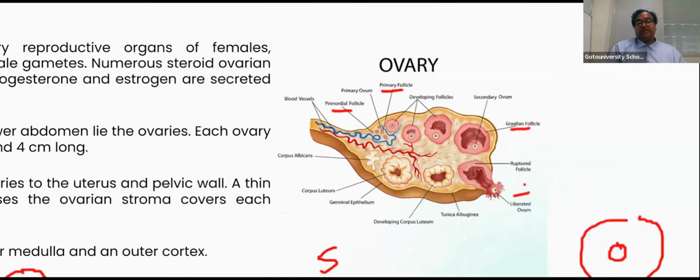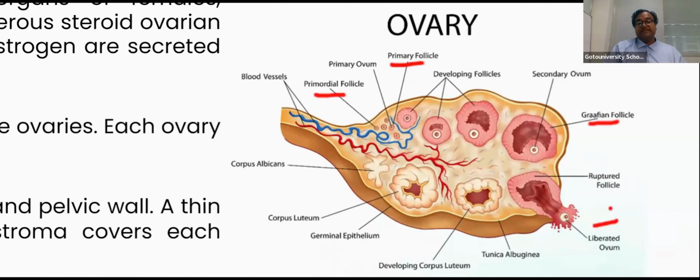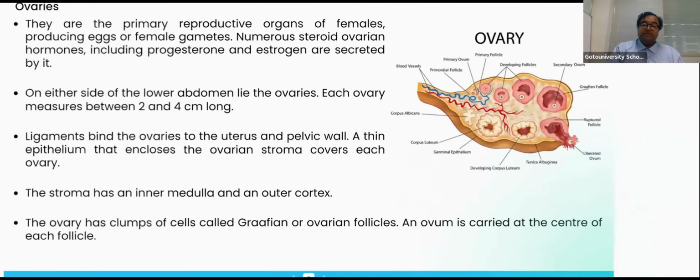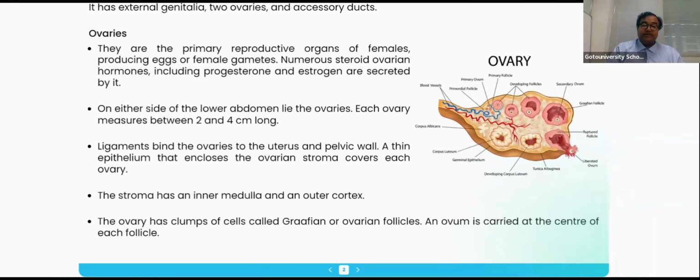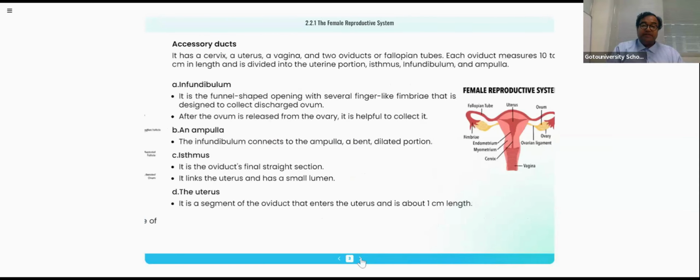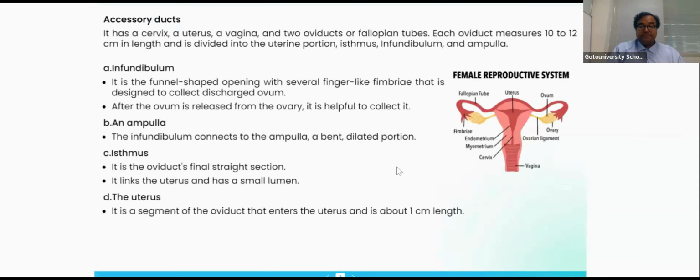Some people will say this albicans is formed before this corpus luteum. No, right? Can you see this? This is the corpus albicans, which is white in color, whereas the corpus luteum is yellow in color. So the yellow corpus luteum is becoming corpus albicans, right? So now we are entering into the next important segment, the accessory duct.